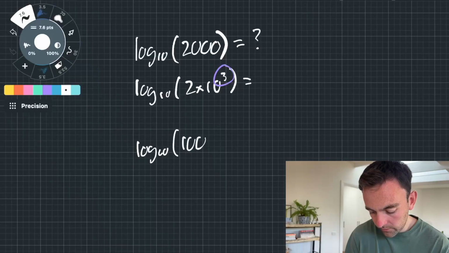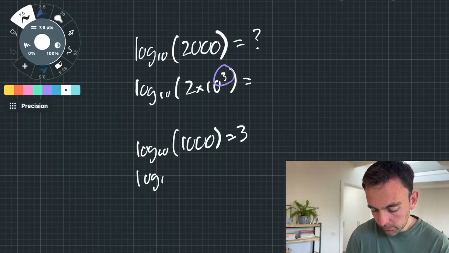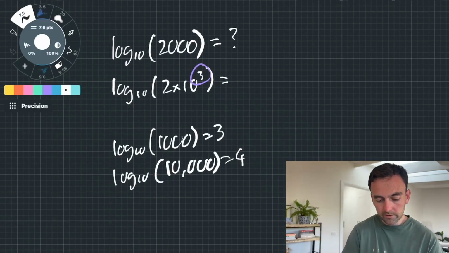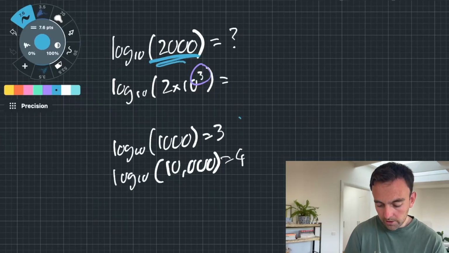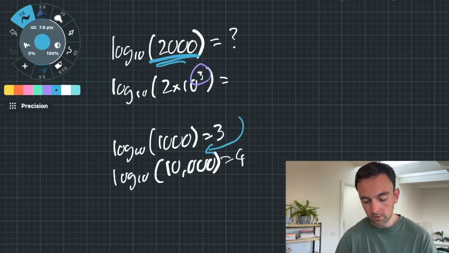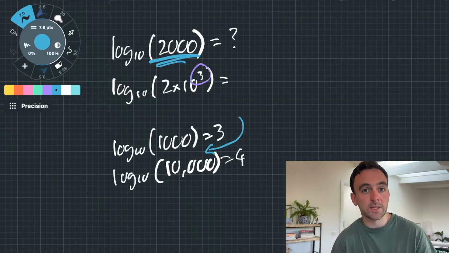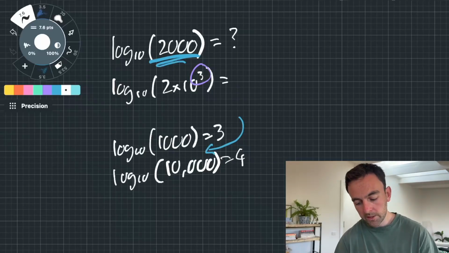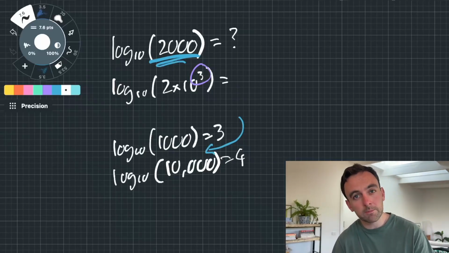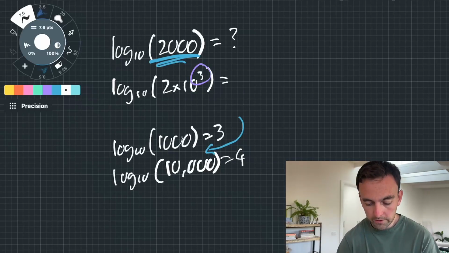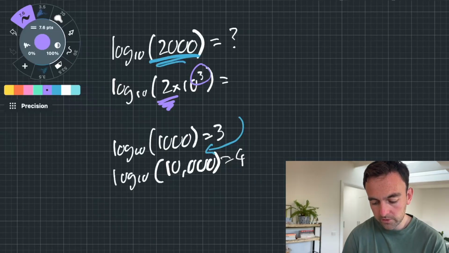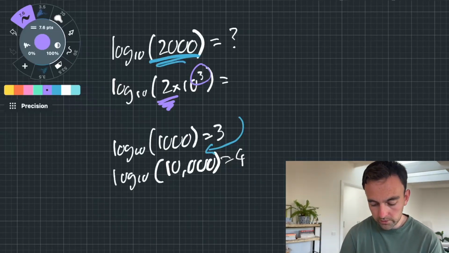log 10 of 1,000 equals 3, and log 10 of 10,000 equals 4. All right, now we can see that 2,000 is somewhere between 3 and 4. So you can calculate this, but obviously in the GAMSAT you don't have a calculator. So what you're expected to do is just estimate this number as somewhere between 3 and 4. So my advice is just to convert it to scientific notation and just kind of round it. So if your number here is closer to 1, then go to the low number.